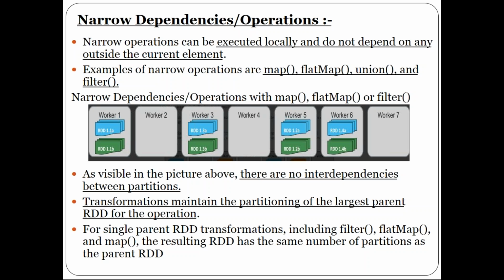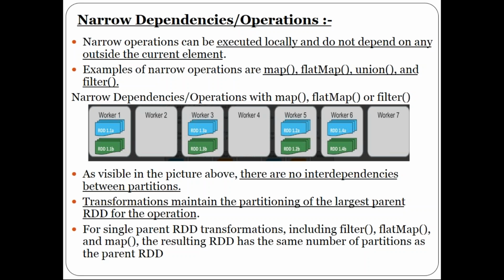Now, if your input has 4 partitions, the moment it has finished the work and given you output, it will also have 4 partitions, because the connection will still be active throughout your execution framework. That is the point to be highlighted. For any single parent RDD transformation, an RDD having elements in it, it can be filter, it can be map, the resulting RDD has the same number of partitions as the parent RDD, because the resulting RDD sometimes may be input to another RDD.